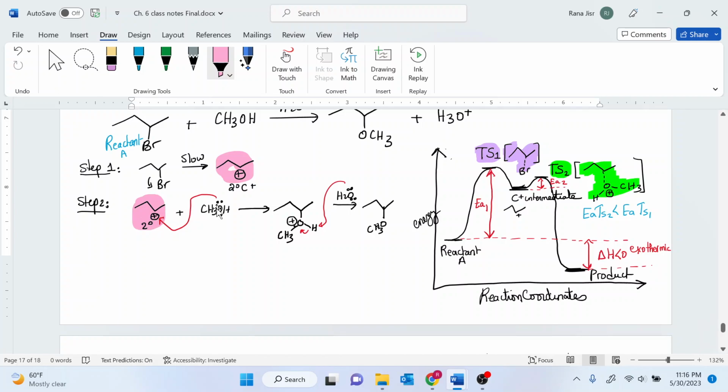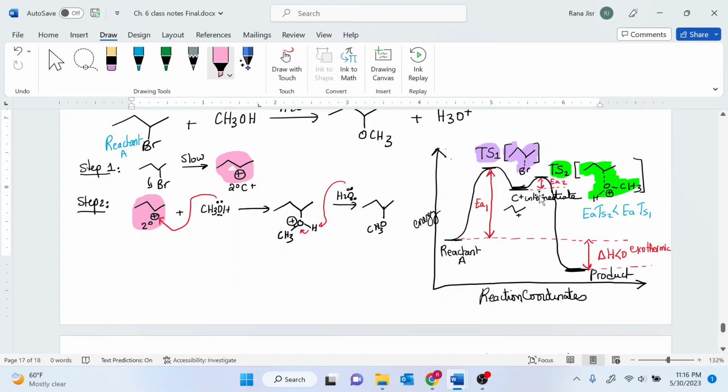Now, transition state 2, you are showing that you're forming a bond between the oxygen and the carbocation. So you're going to show the bond formation between the oxygen and the carbon. This is going to be transition state 2 in there. Because the second step is the step where the product is formed, this step over here is going to have a lower energy than that of the first transition state. So transition 2 is going to have lower energy.